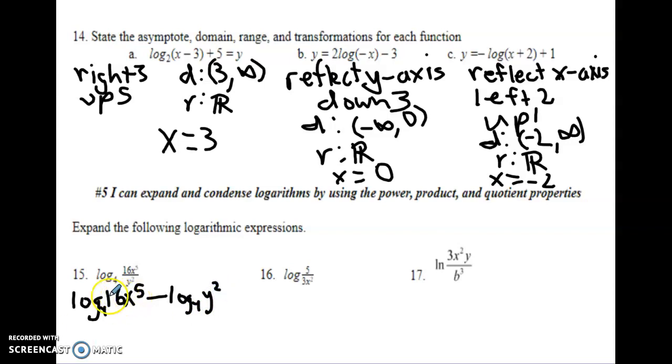Now we notice there's multiplication going on here, so we're going to split that apart with addition. So we have log base 4 of 16, and that one is pretty much done. I can't expand that anymore. Plus, now I'm going to do this in one step. I have log base 4 of x to the 5th, but I'm going to bring that power out in front as part of the expansion. So it's 5 log base 4 of x. And then I'm going to bring this power of 2 out in front. So it's 2 log base 4 of y.